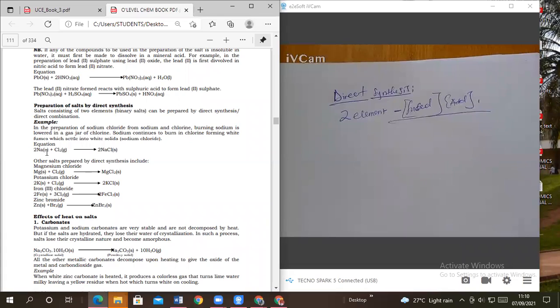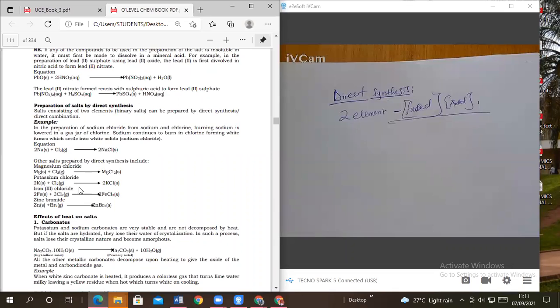Now, this is what you form. Get chlorine gas. Take note of this. Burning sodium is lowered in the jar. This jar has chlorine gas. So this sodium continues to burn in chlorine and gives what we call sodium chloride. That is the easiest way to describe this. Otherwise, other salts made by this procedure, you can get magnesium metal and pass it in chlorine.